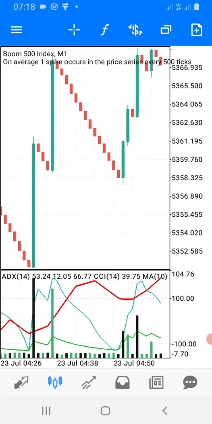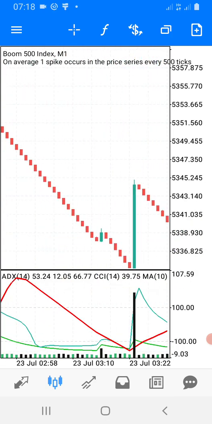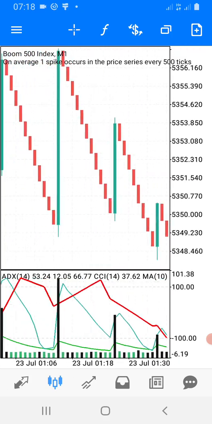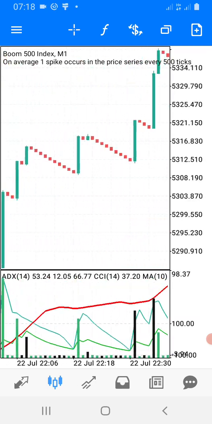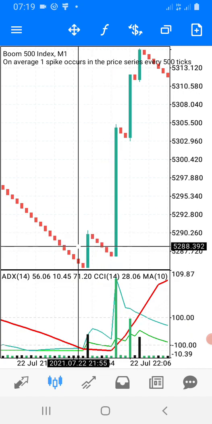Yeah, that's it, guys. So it crosses below, another spike, crosses below, another spike, crosses below, another spike. Guys, I don't know why people still lose money trading. This is the best strategy you can use, the best strategy so far to catch spikes.